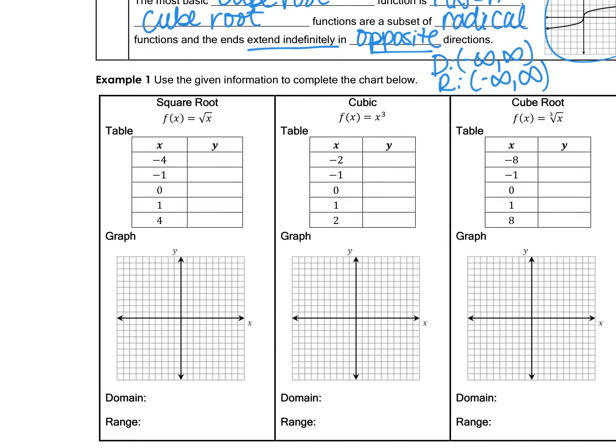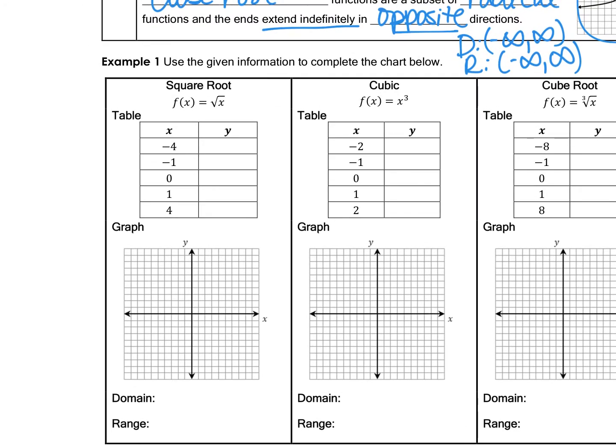Okay, so let's look at a couple of examples. So we're going to use the given information to complete the chart. So we're given this table with x values, we're given the parent function, and then we're going to graph it, find the domain and range. So we are given an x value and we're going to substitute it in. The square root of -4, that is not able to graph because that would be an imaginary number. So you would just write undefined here. Plugging in -1, same thing. Square root of -1 would be imaginary. Plugging in a 0, square root of 0 is 0. Plugging in a 1, square root of 1 is 1. Plug in a 4, square root of 4 is 2.